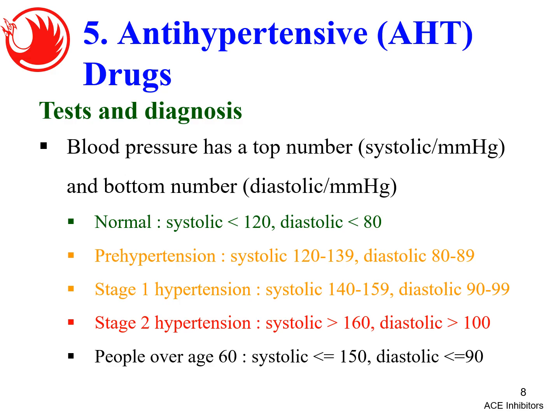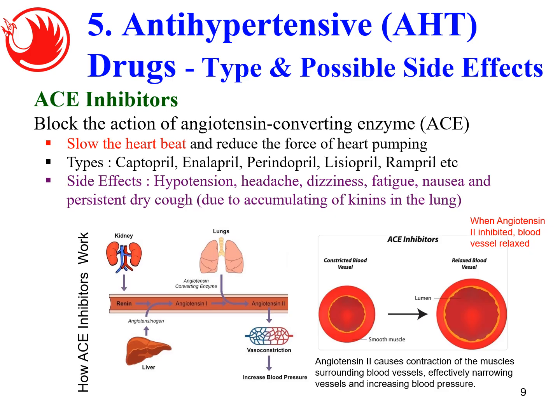Okay, so we move on to see what kind of drugs we have for anti-hypertensive, or what we call hypertension medicine. As I mentioned earlier, there are 4 types classified as A, B, C, D. We start with A first. What's A? A, just remember, is ACE inhibitors. What are ACE inhibitors? They block the action of the angiotensin converting enzyme. In short, we call it ACE.